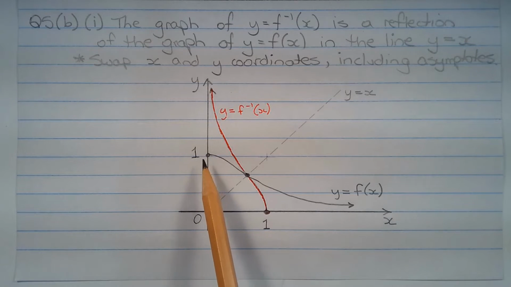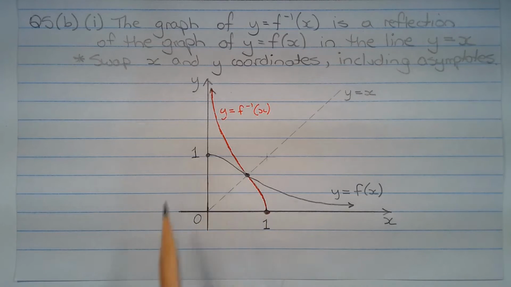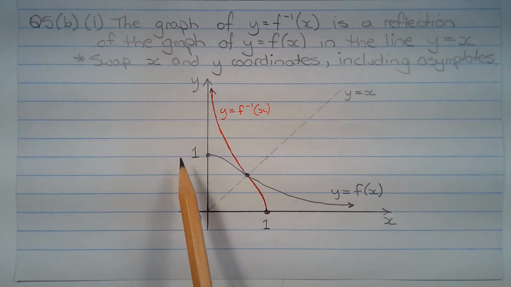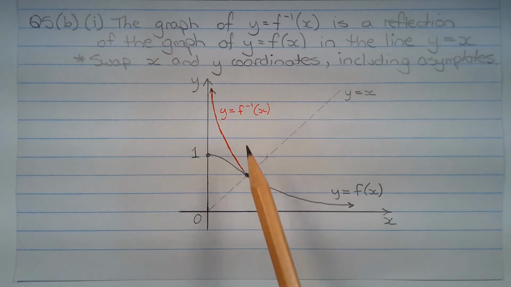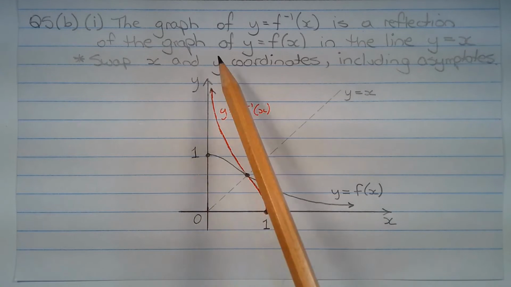Notice that the y-intercept of y equals f of x is 1, which means that the x-intercept of y equals f inverse of x is 1. The graph of y equals f of x has the x-axis as a horizontal asymptote, and the graph of y equals f inverse of x has the y-axis as a vertical asymptote.